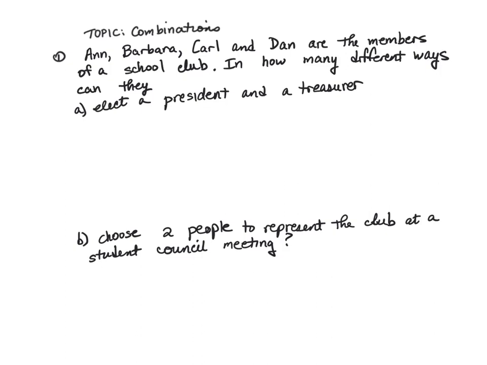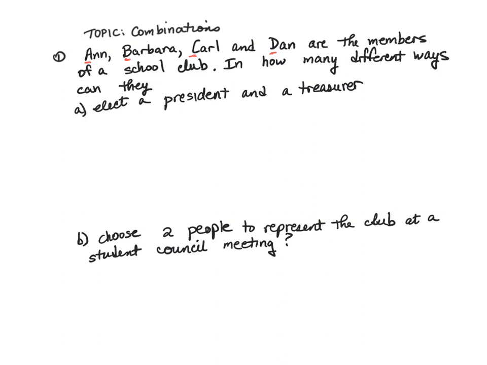Today we're going to discuss combinations, and we're going to compare permutations with combinations. Let us start with a problem that we already know. We have Anne, Barbara, Carl, and Dan. I will use these letters A, B, C, and D for the members of a school club. In how many different ways can they elect a president and a treasurer?